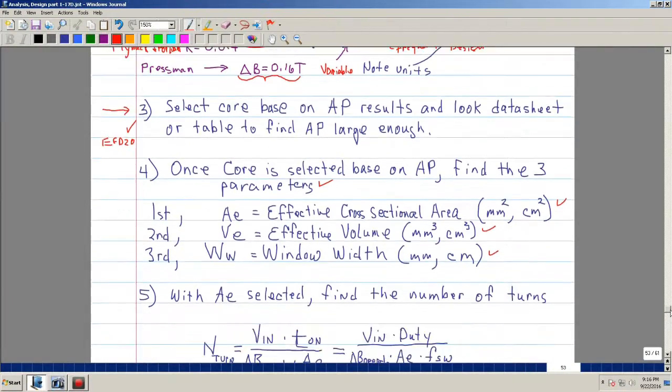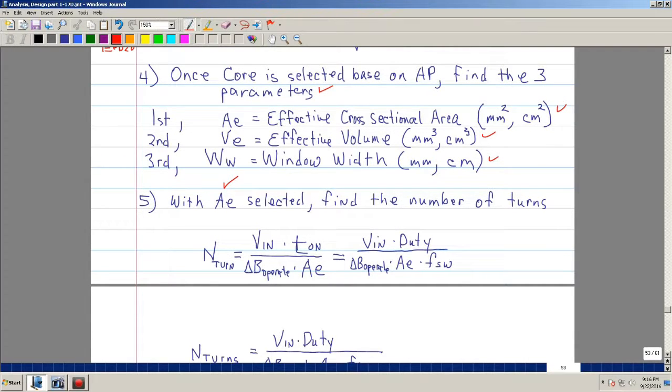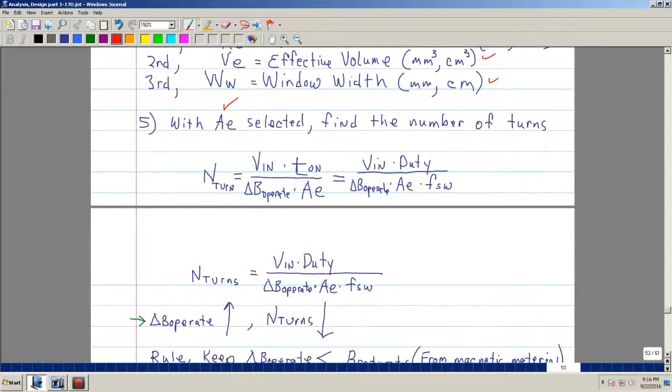Okay, so we're down here. Now the first parameter that we're going to be using is your AE. Once you do your AE, then you use that to do what? Actually, what we do is we use that to find the number of turns that will make your transformer work and not saturate. Let me explain that a little bit.